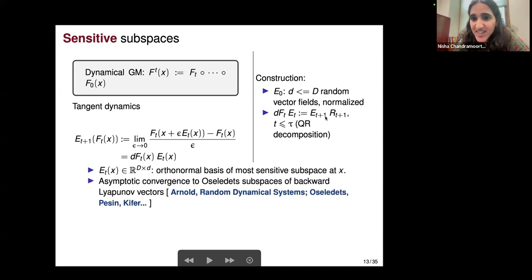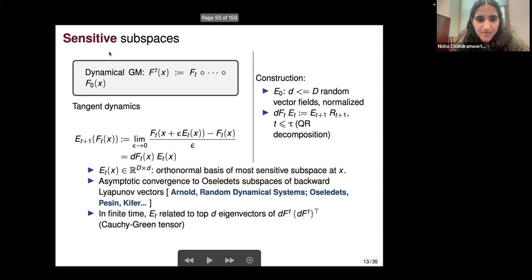Of course, this definition is like a Gram-Schmidt procedure to calculate the oscillated subspaces, or the subspace of backward Lyapunov vectors. But this is only true if you take infinite time dynamics, and there are extensions of classical oscillated theory for autonomous systems to non-autonomous systems. But this whole thing is finite dimensional. This is just a recursive definition. That's why I'm calling it a different name. Just call it sensitive subspaces.